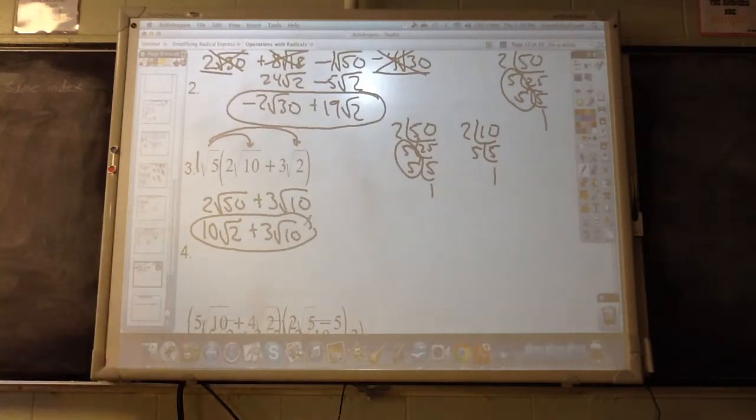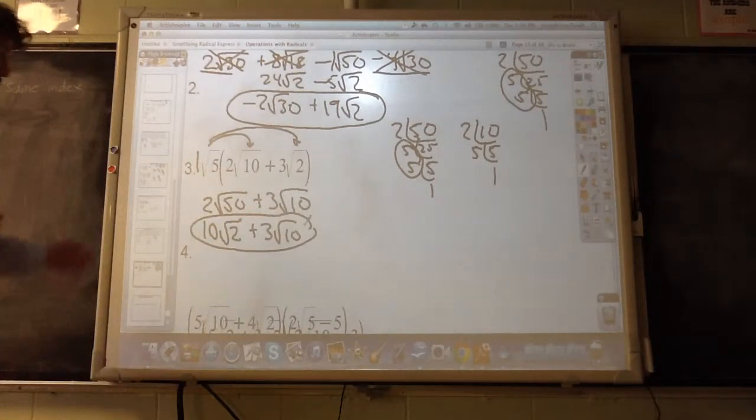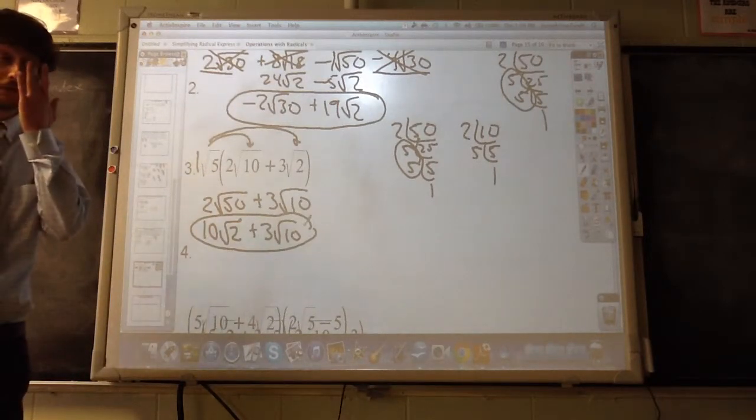Other questions about these? No, sir. Okay. We'll get more experience with the multiplying when we do the conjugates. That's why I feel okay skipping these last two, because I'm going to do more multiplying when we do conjugates.